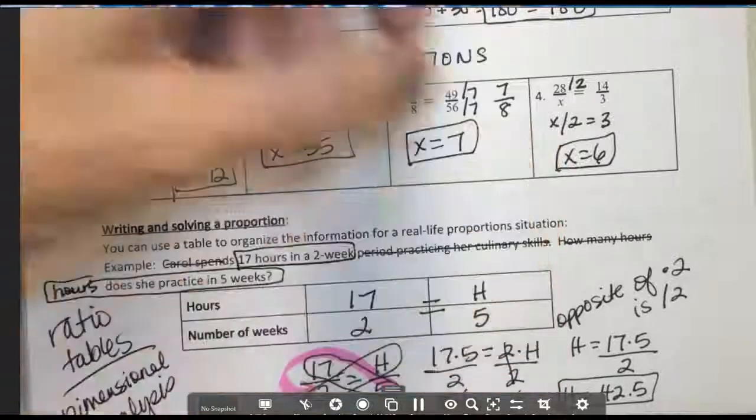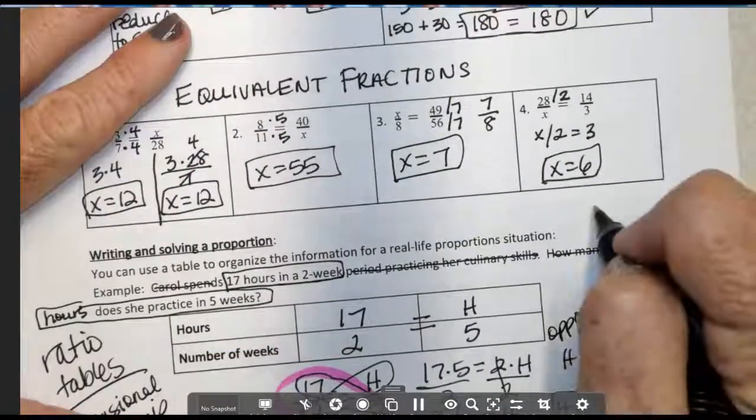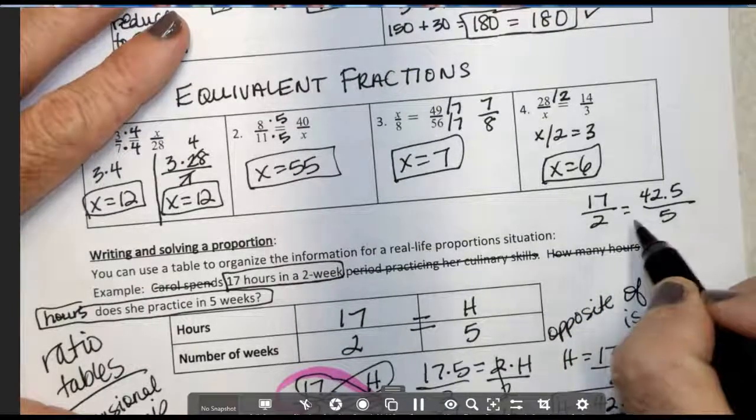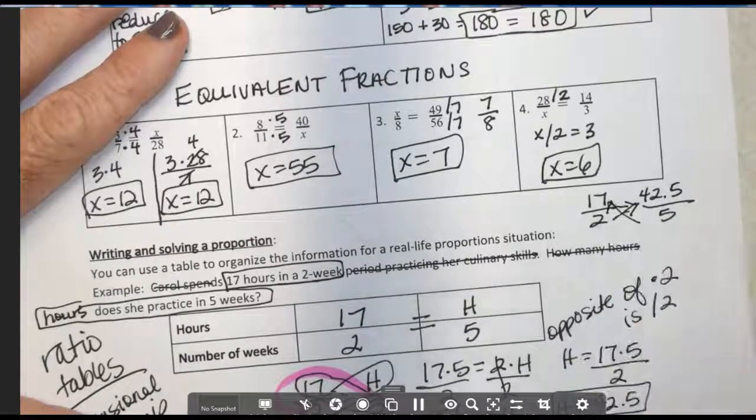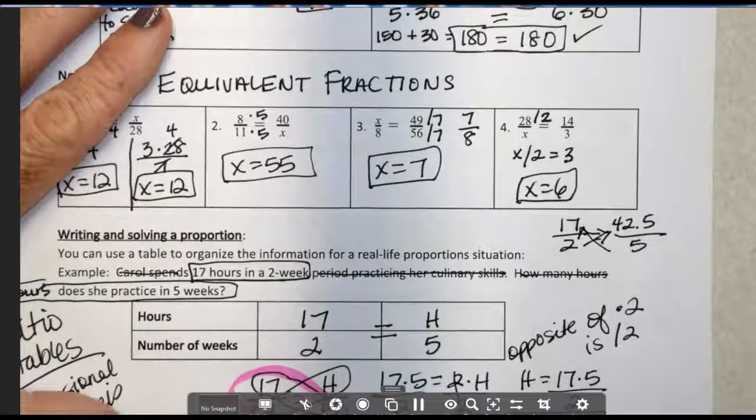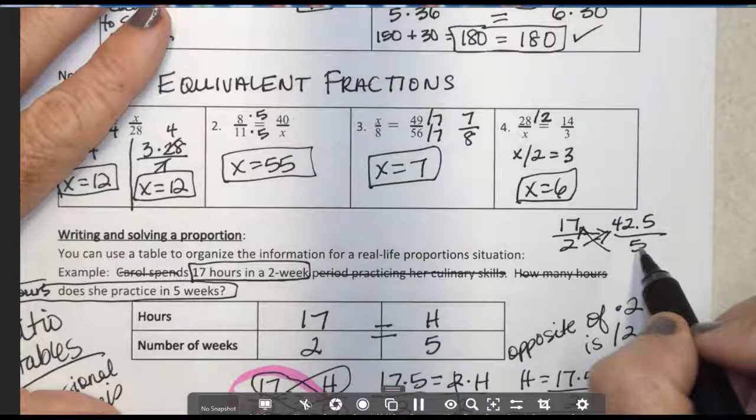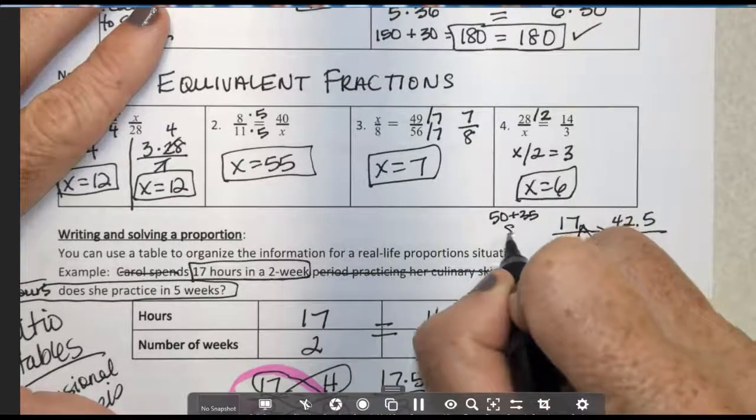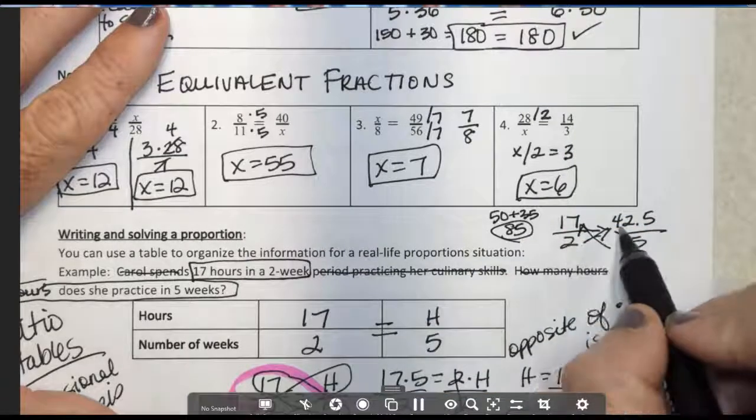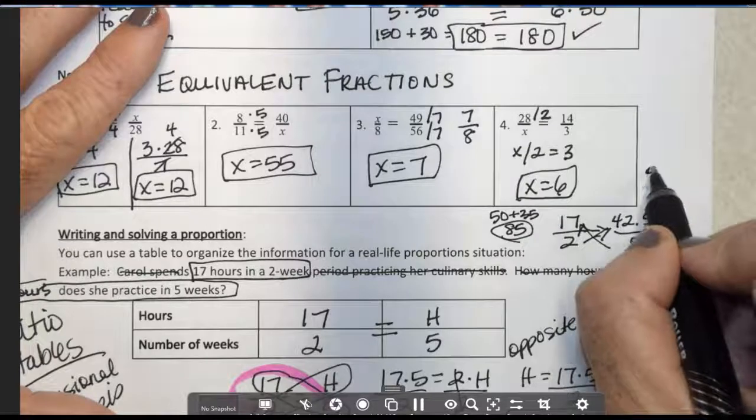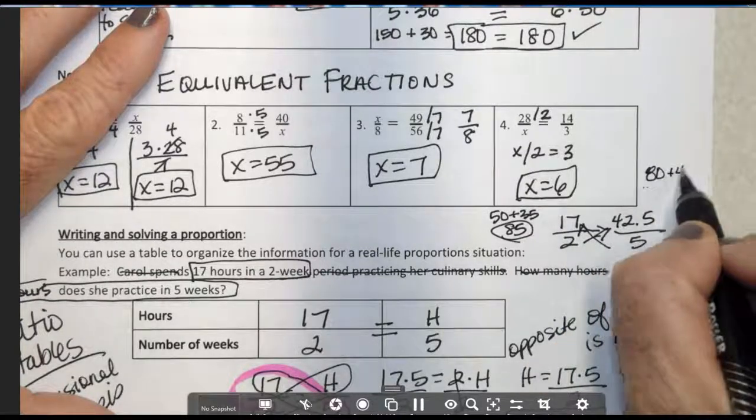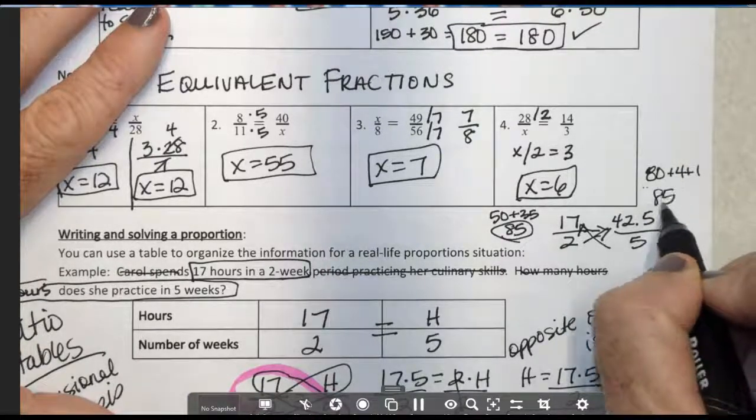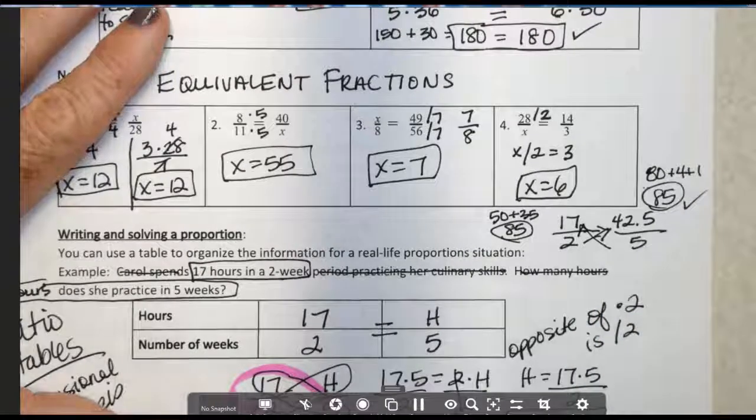Now, I want to show you kind of a neat trick when you figure this out. So if now you're saying that 17 over 2 equals 42.5 over 5, I should be able to cross multiply those, right? Remember when we've been comparing fractions and all the rest of it. So 5 times 10 is 50, and 5 times 7 is 35, and added up, I get 85. Okay? 2 times 40 is 80. 2 times 2 is 4, and 2 halves make a whole, which is 1. 80 plus 4 plus 1 is 85. Both cross products are equal. I know I got the right answer.